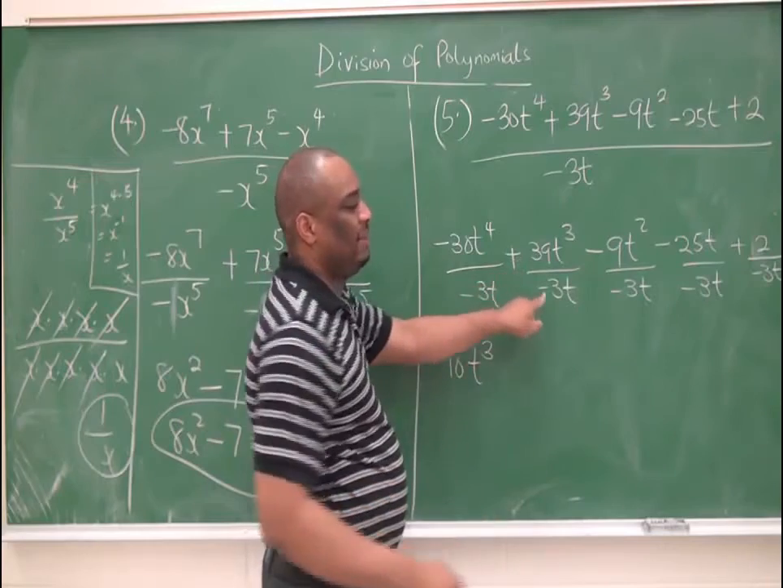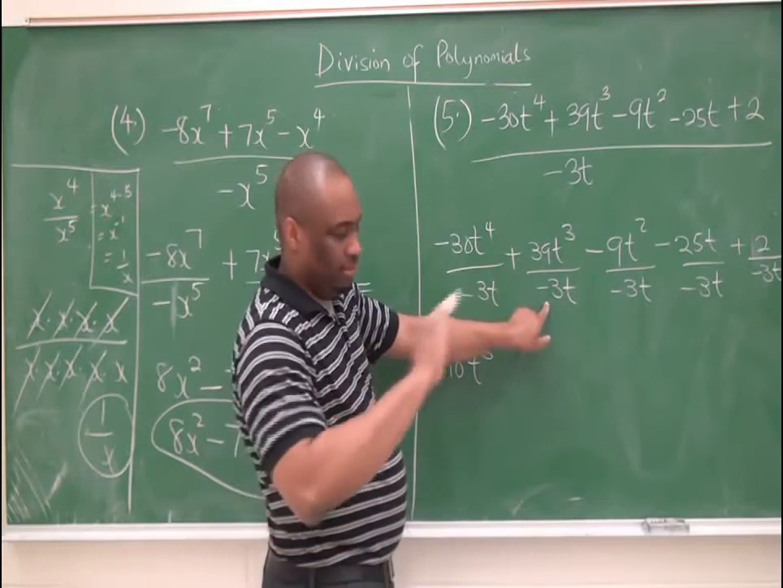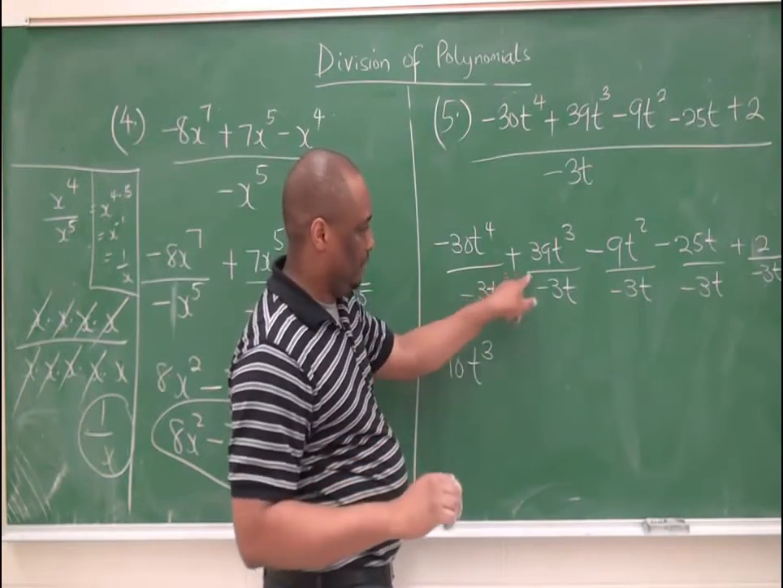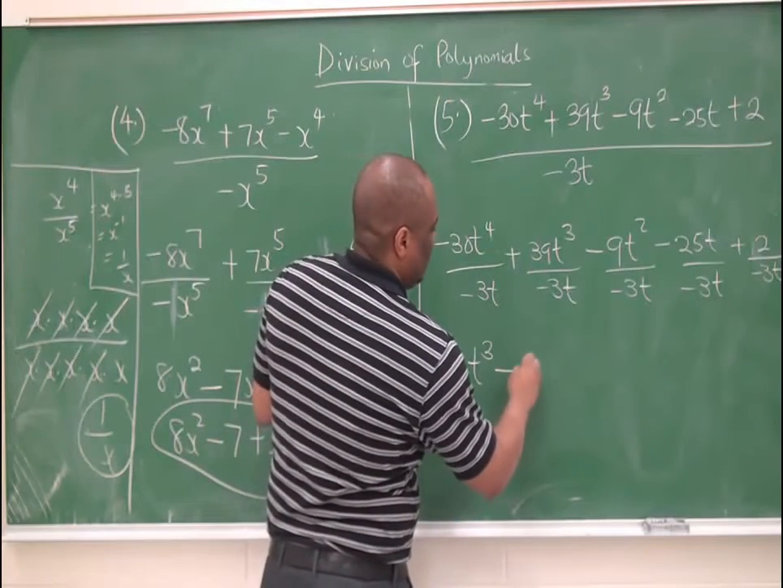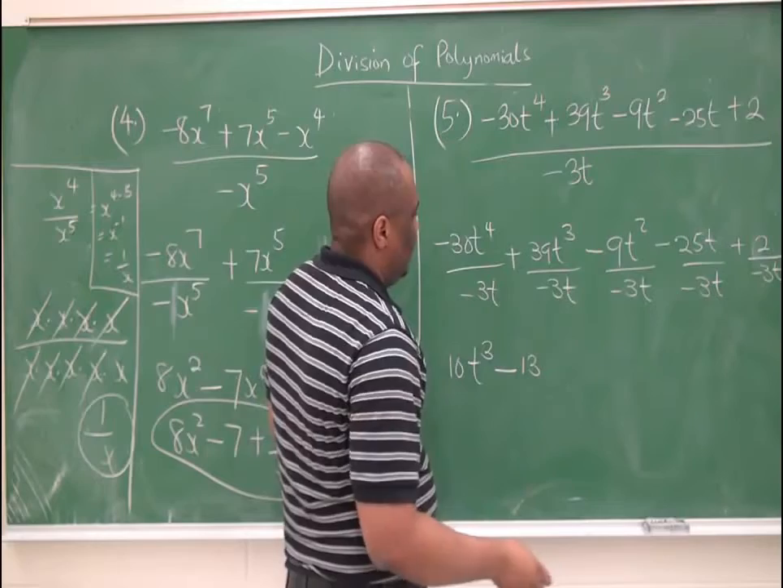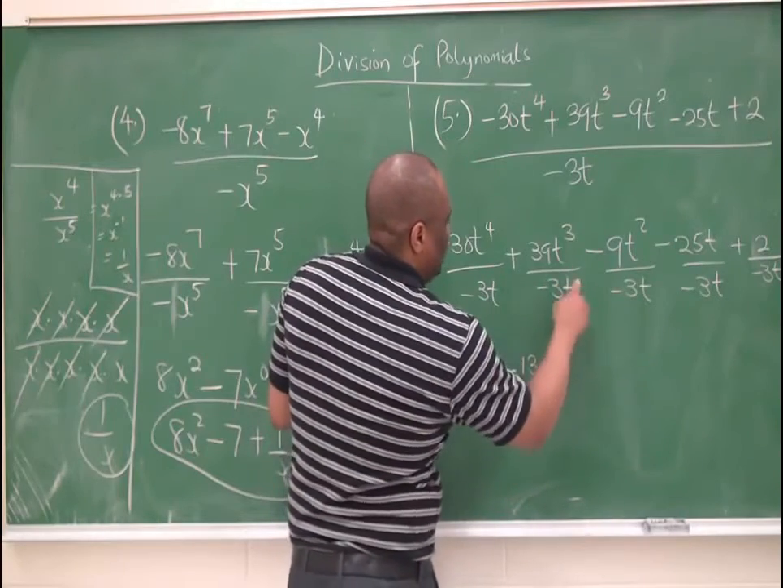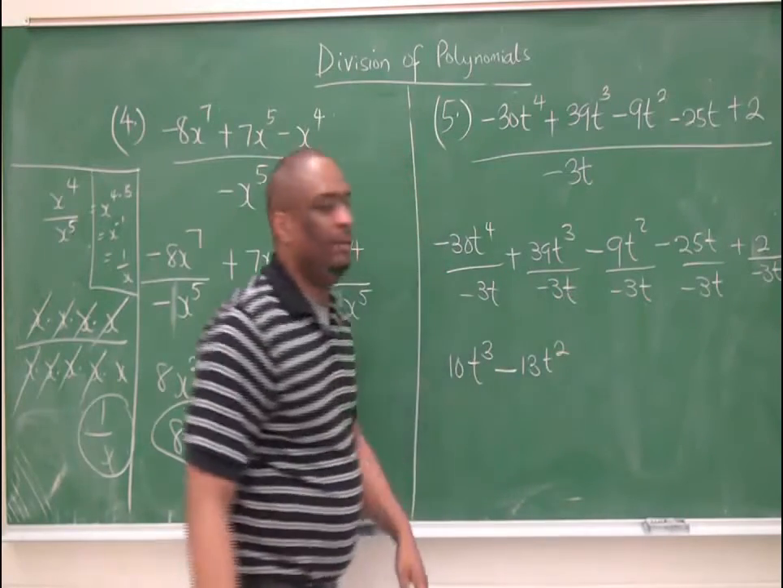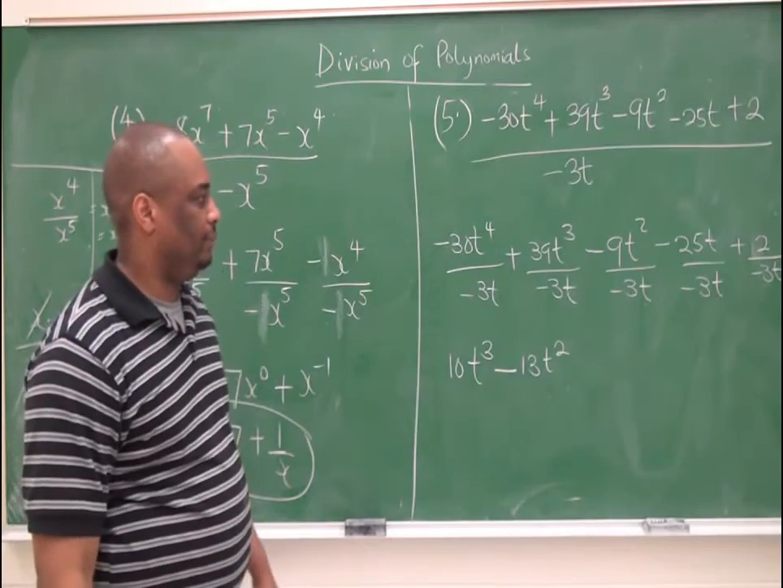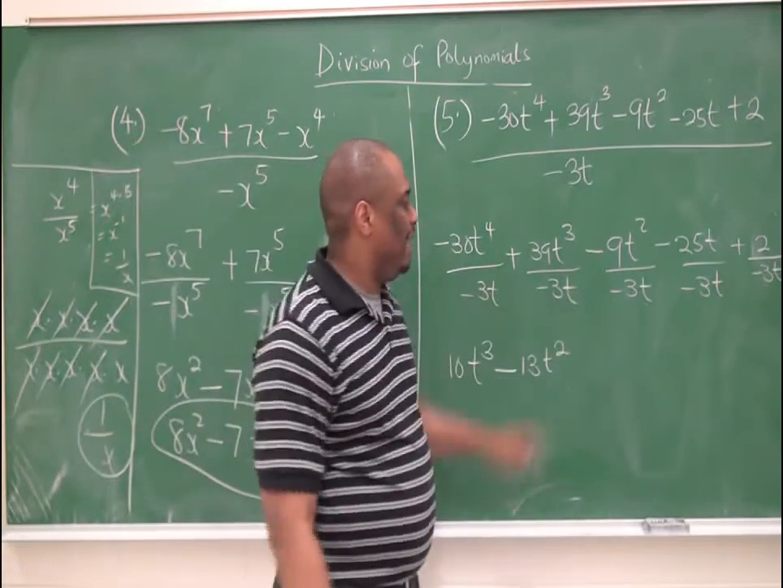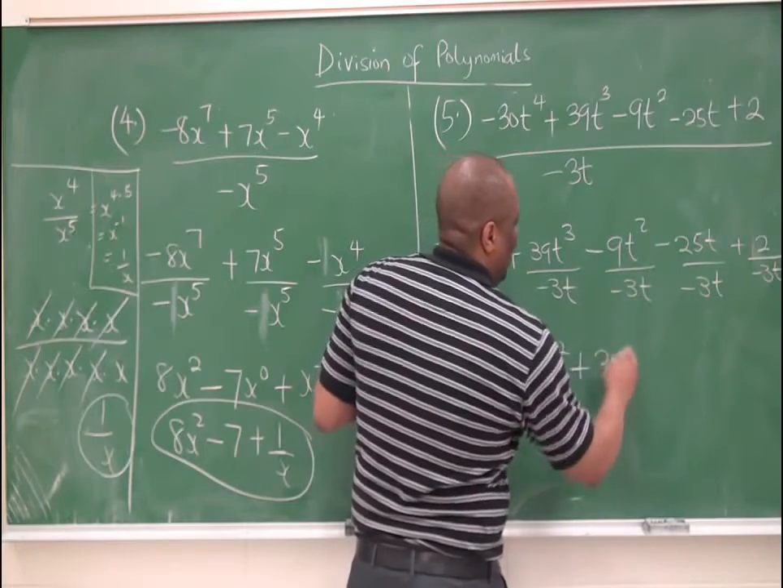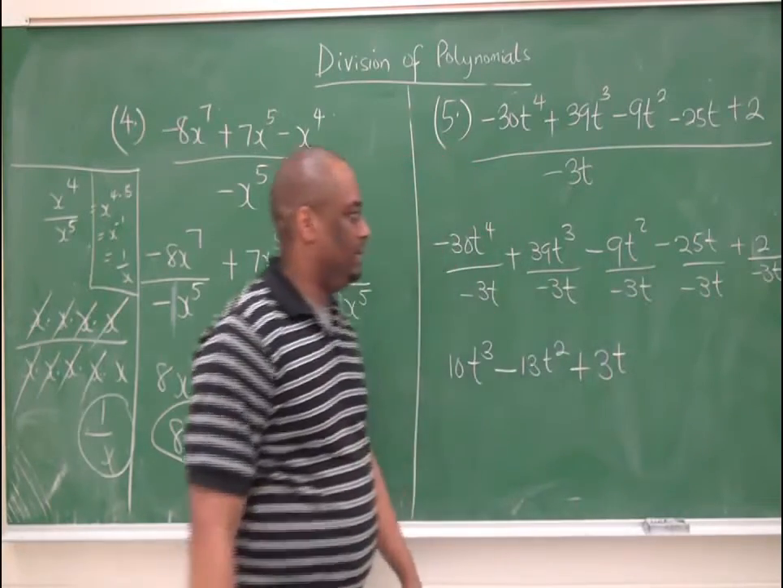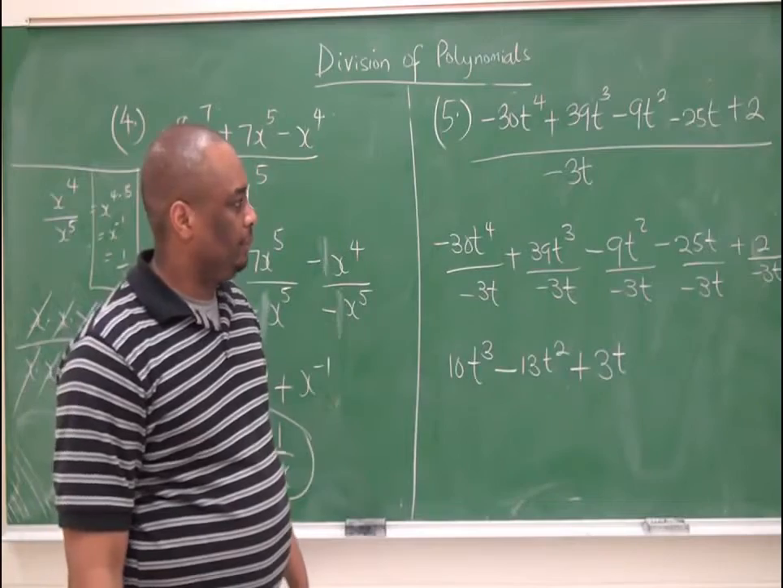Then here, positive divided by negative, just do it like you see. Is what? Negative. 39 divided by 3 is 13. Then t, 3 minus 1 is 2. T cubed divided by t is t squared. Then here, negative divided by negative is positive. 9 divided by 3 is 3. T squared divided by t is t. 2 minus 1 is 1.